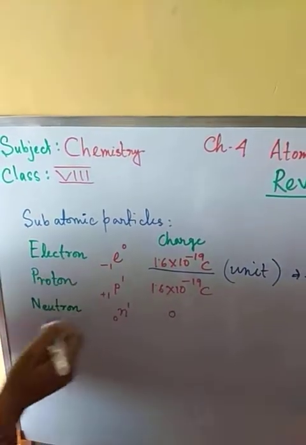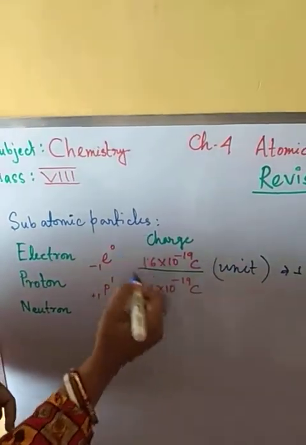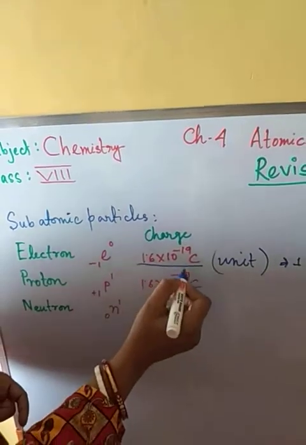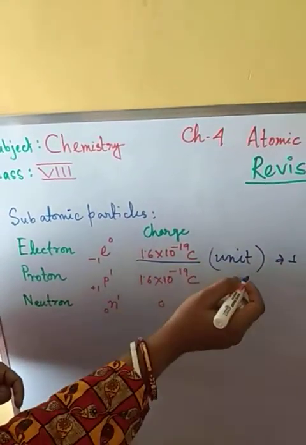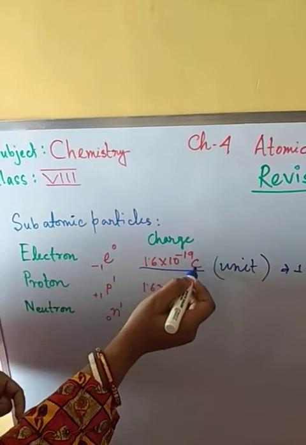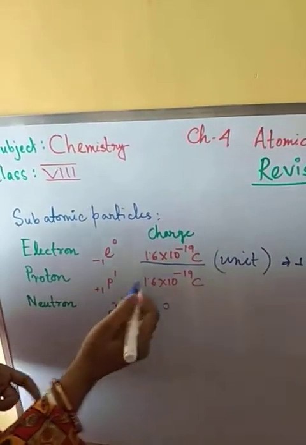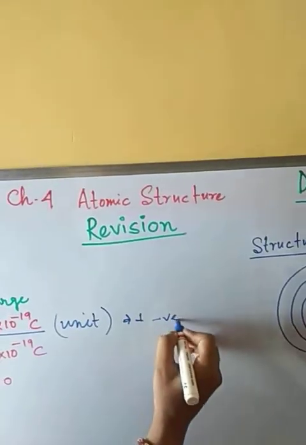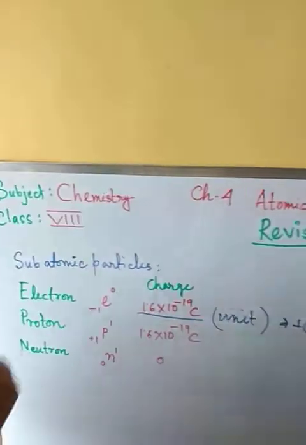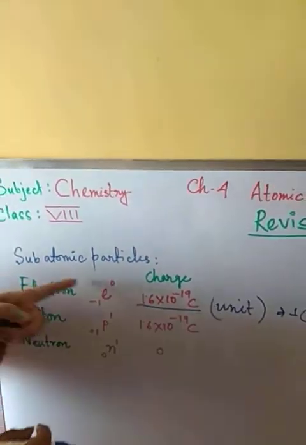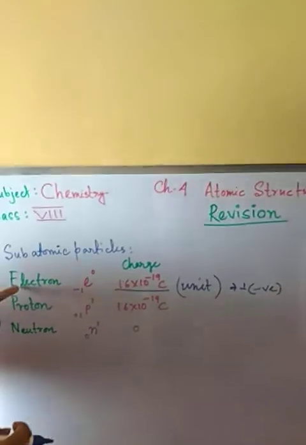This is the amount of charge, the unit charge, 1.6 into 10 to the minus 19 coulomb, and that is negative charge. That's why we will be using this minus. Okay, so this is the representation for electron.